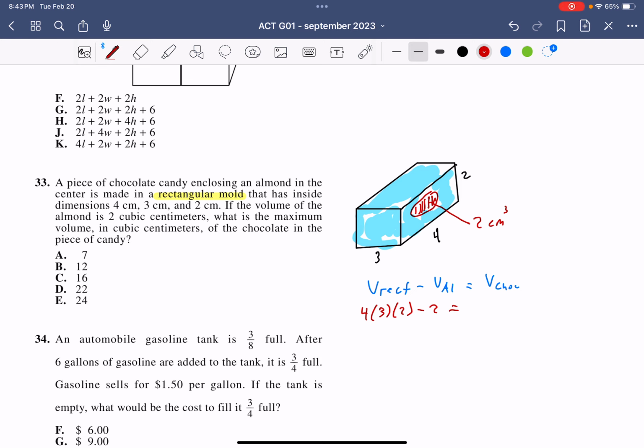So 4 times 3 is 12, times 2 is going to be 24, got ahead of myself, and then minus 2, and that is going to give us 22, and that is a volume, so it's going to be centimeters cubed. So for this one, our answer is going to be D.